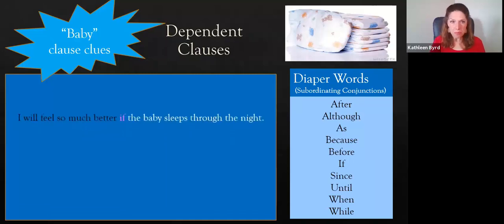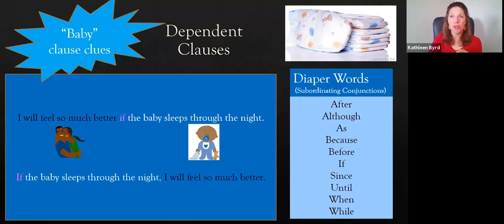Let me show you what I mean. I will feel so much better if the baby sleeps through the night. So I will feel so much better is an independent clause. Then, did you notice the word in pink? If. It's one of our diaper words. It's a clue that what we have is a dependent clause happening. If the baby sleeps through the night, that can't stand alone by itself. It's dependent. So we started with independent, and then we have dependent, and no comma, because remember, the parents, they don't really need any help.